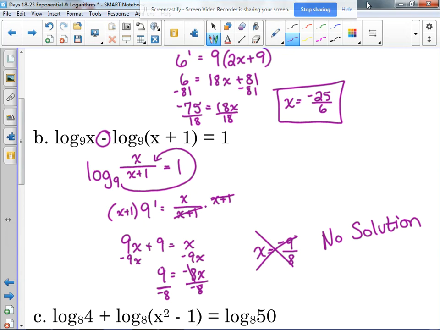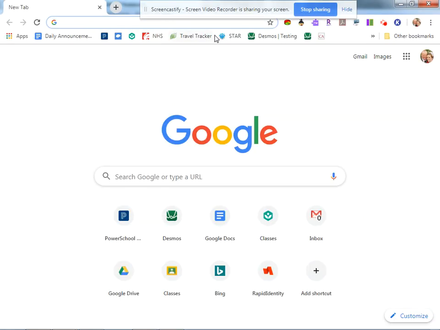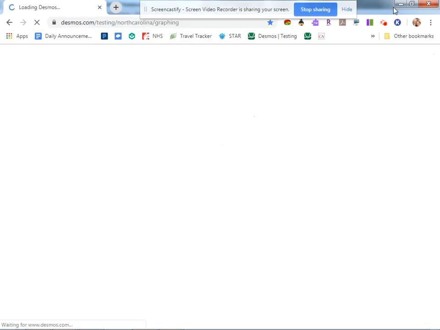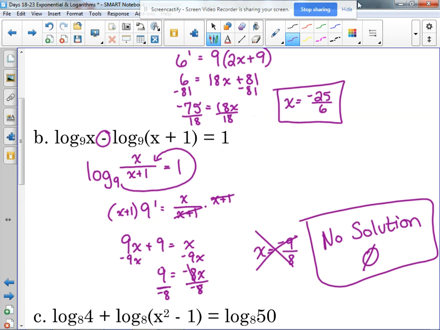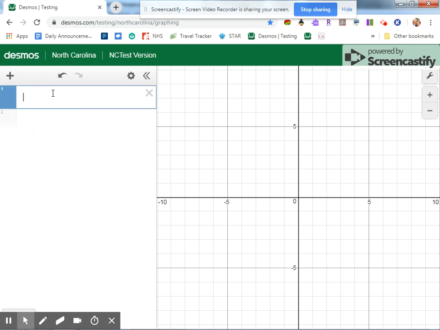Now, no solution does happen, okay? It does come up. It is a possibility, but I would just be a little wary of marking it out just in case something went wrong. So let me just remind you that graphing is always an option to check.